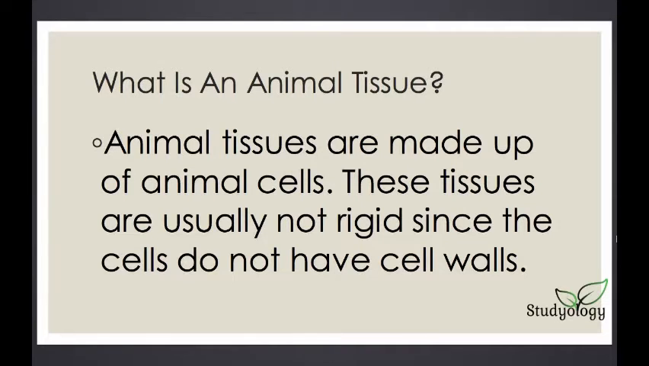So, what is an animal tissue? Animal tissues are made up of animal cells. As you know, if it's an animal tissue, then the cells combined together to form that tissue will be animal cells. And these tissues are usually not rigid since cells do not have cell walls. As we learned in session 1 about cells, animal cells do not have a cell wall, while plant cells are the only cells that have cell walls, because animals have a skeleton to maintain their structure, while plants do not have. Let's move on.